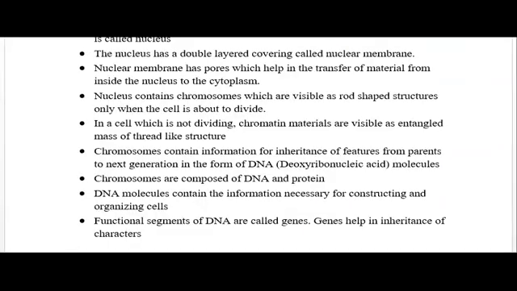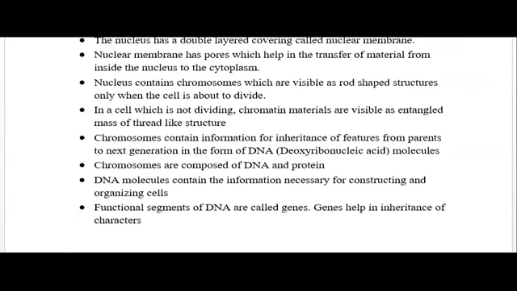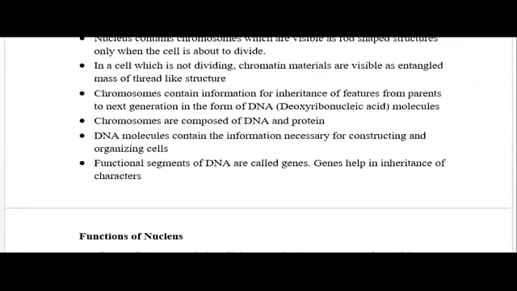The chromosomes contain information, as I told you, let us refer to the notes. The chromosomes contain information for inheritance of features from parents to the next generation in the form of DNA, deoxyribonucleic acid molecules. Chromosomes are composed of DNA and protein. DNA molecules contain the information necessary for constructing and organizing the cell. Functional segments of DNA are called genes, and genes help in the inheritance of characters. That's all about the structure of the nucleus.